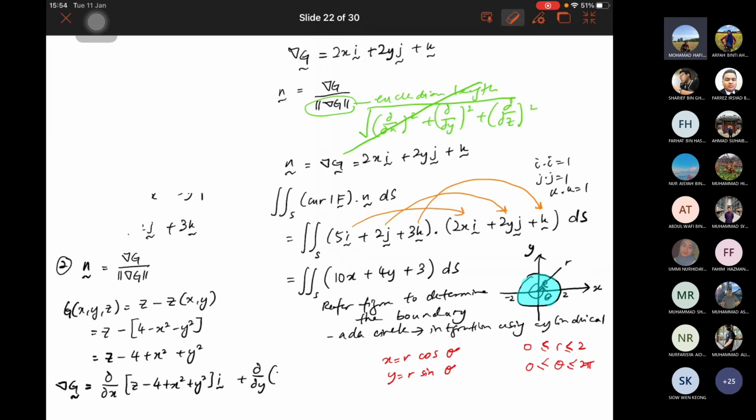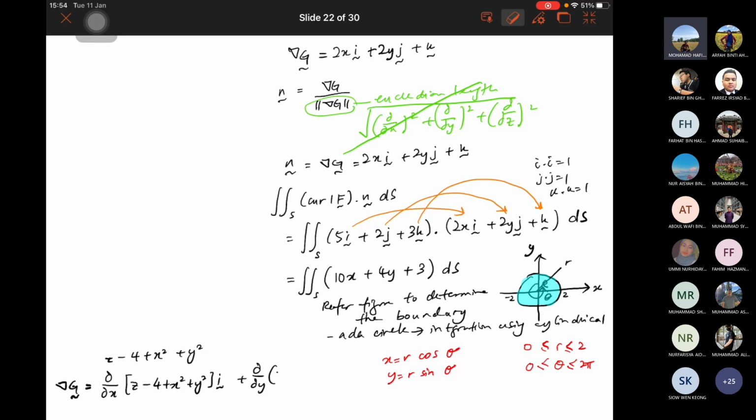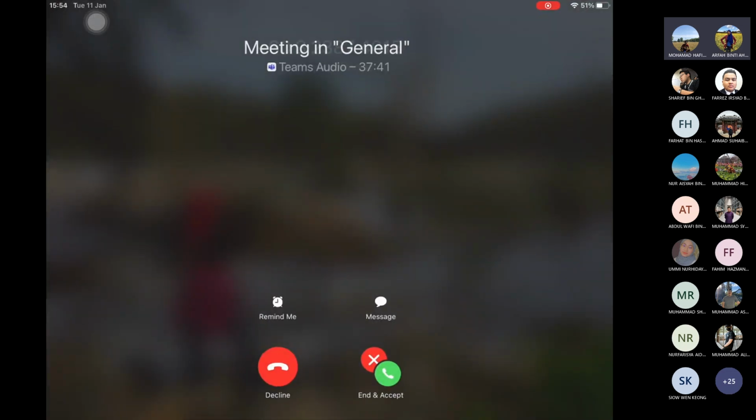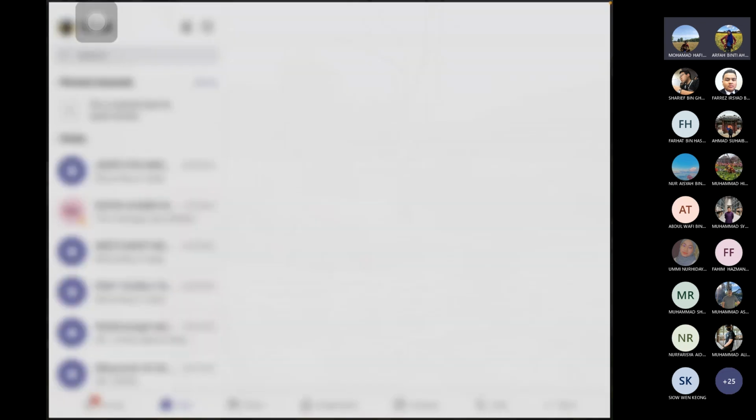Integration. So integration over the curve S, 10x plus 4y ds, it will be integration of 0 to 2 pi, 0 to 2. 10x akan sama dengan r cos.